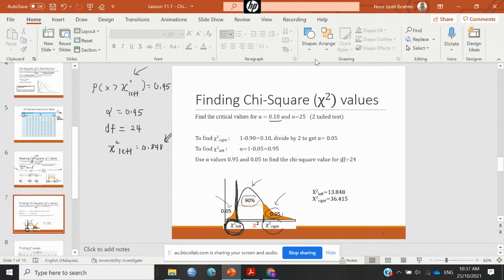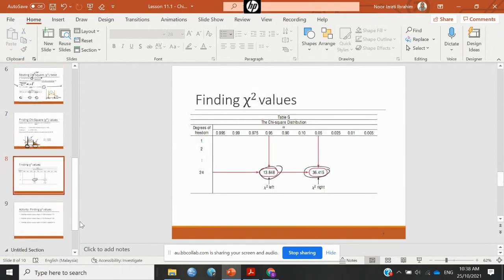Alright. For the chi-square right, this is the point, right? And the table of chi-square always gives us the right side. So the right side of chi-square right is 0.05. I can rewrite this as probability of x greater than chi-square right equals 5%, 0.05. So in the table, you can refer to alpha 0.05 and degree of freedom 24. That's how you will get chi-square right equals 36.415. So you will see in the table, the value inside the table will give you the chi-square.